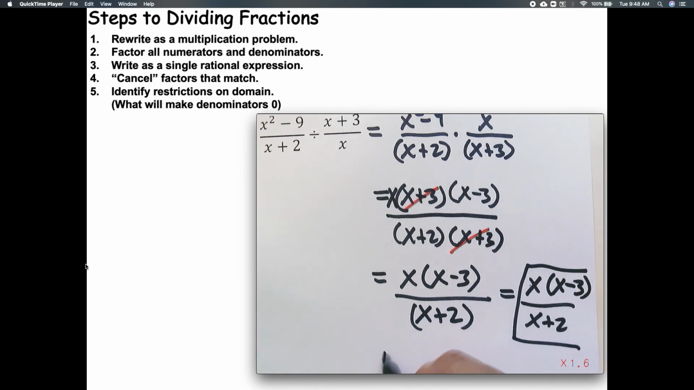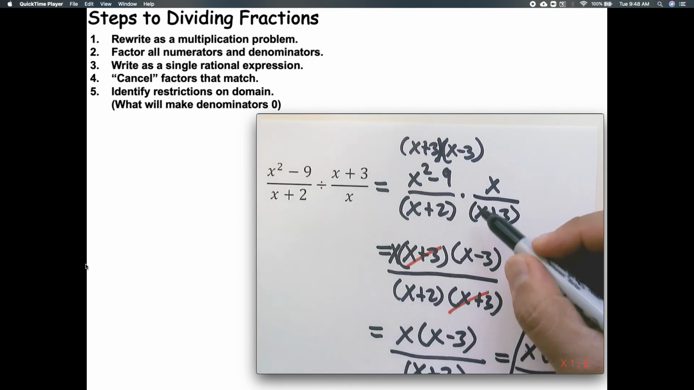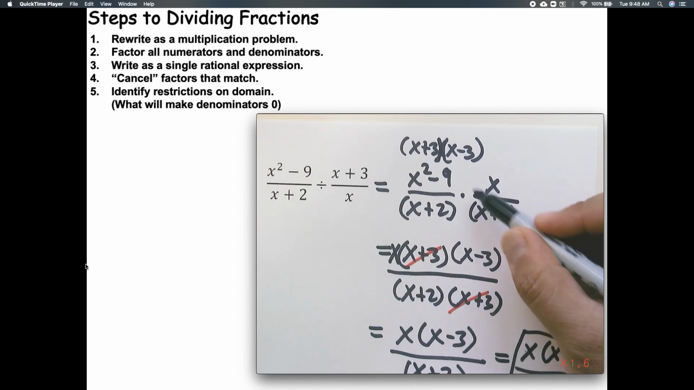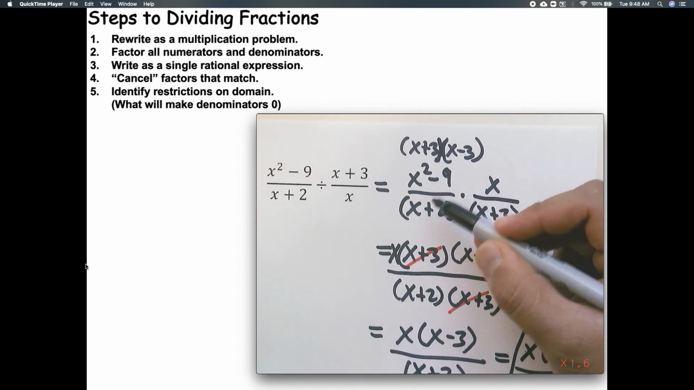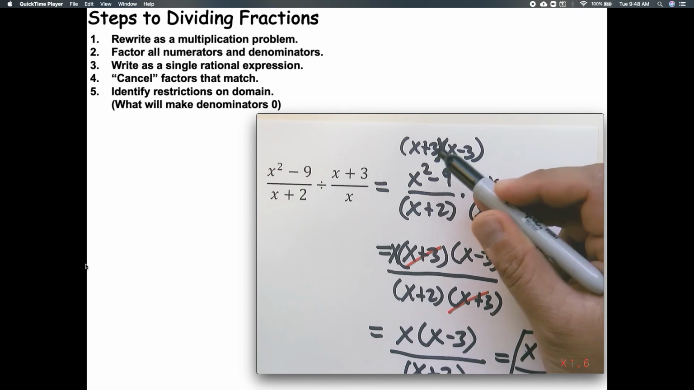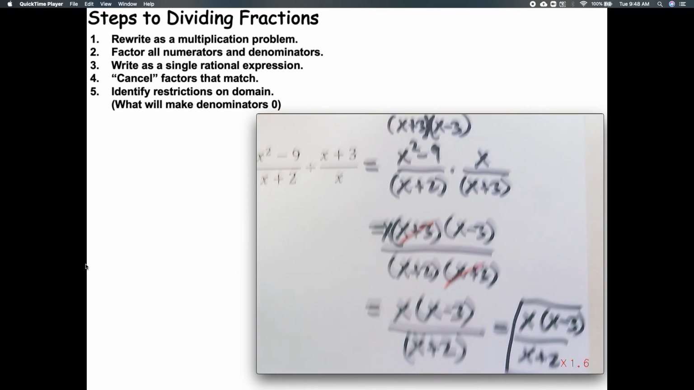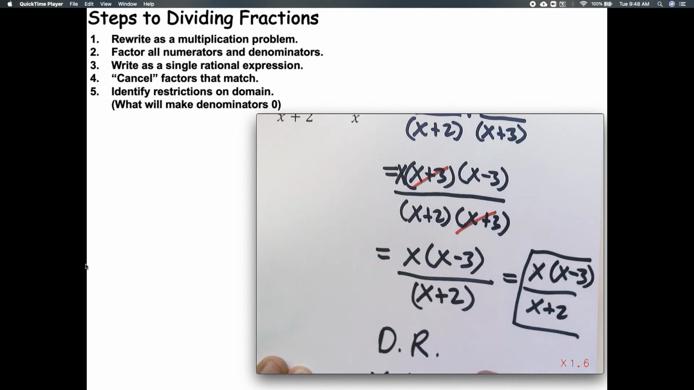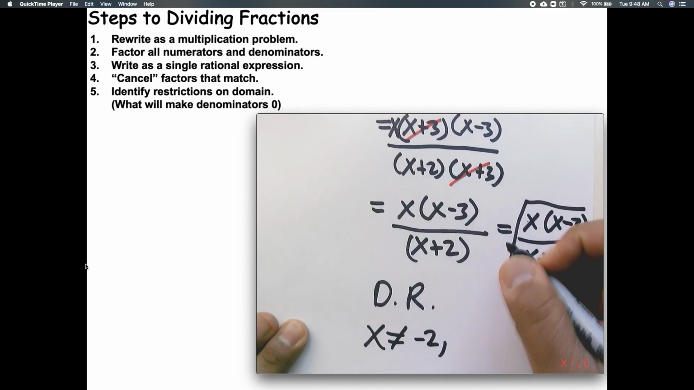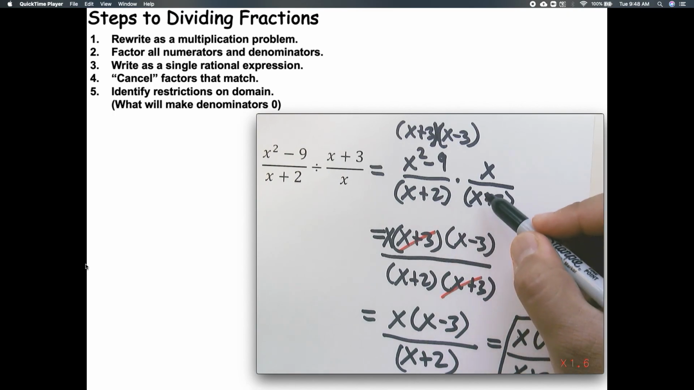Okay. Domain restrictions is our last part. So going back up to right here. So let's take a look at this first fraction first. Remember, this is a numerator and it stays a numerator the whole time, so I don't really care about that part. I care about the bottom part right here. What would make this denominator 0? It would be a negative 2. So x cannot be a negative 2. Okay, so negative 2 would mess up this denominator.